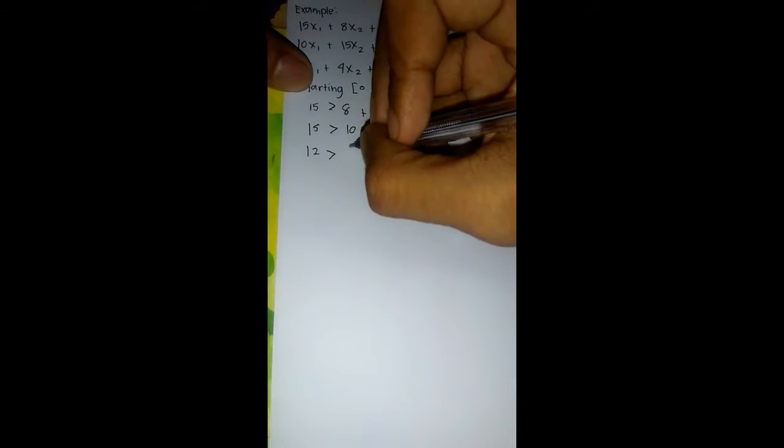15. 10 plus 2 is equal to 12 again. 12 is greater than 6 plus 4, which is equal to 10. Therefore it proves that it is convergent.